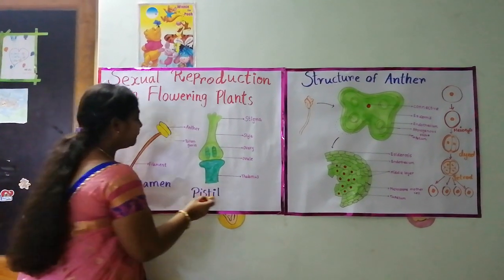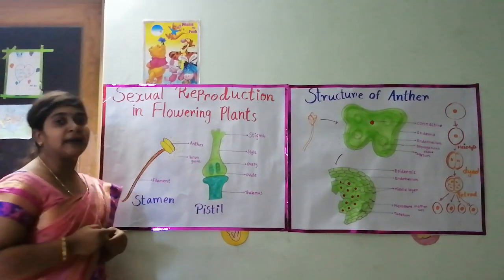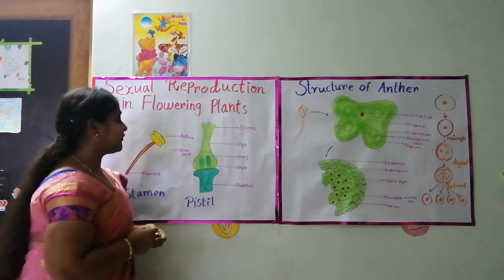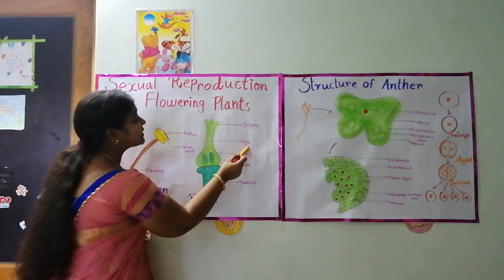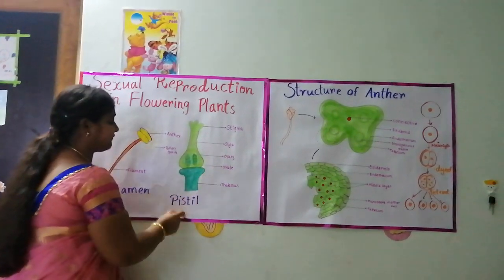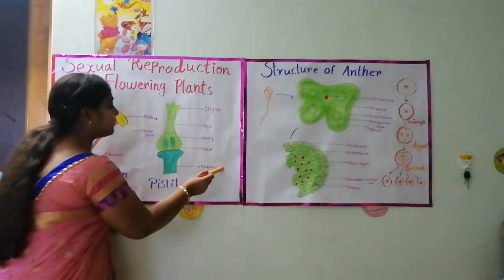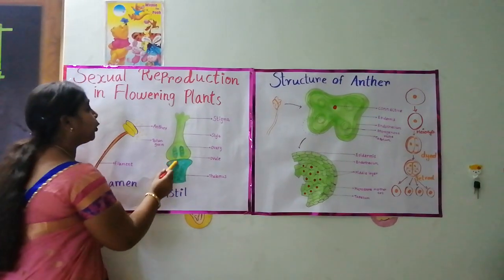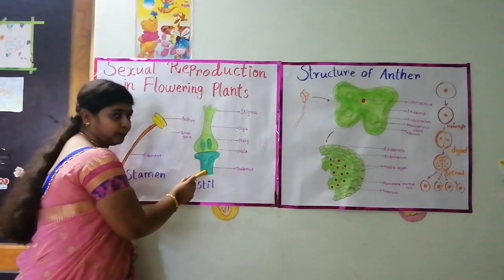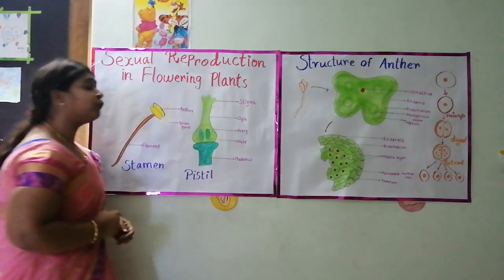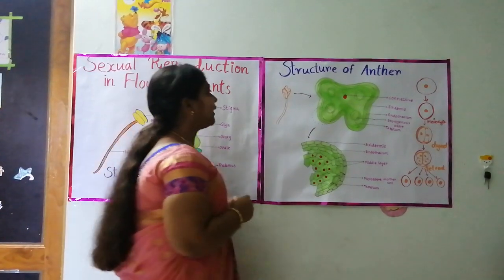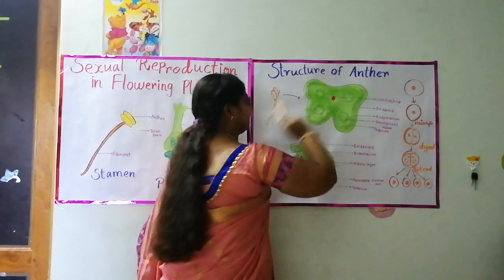If we come to the pistil, the pistil is the female reproductive part. There are four main parts of the pistil, that is stigma, style, ovary and ovule. The thalamus is the stalk which holds the pistil. It is a flower part, but it is not involved in reproduction. Now we can move forward to the structure of the anther.